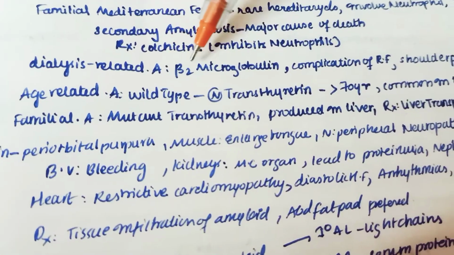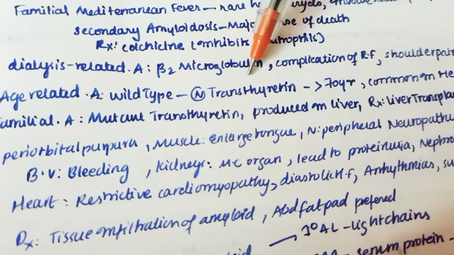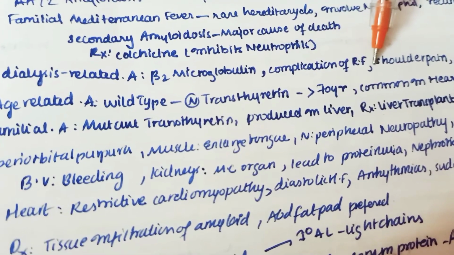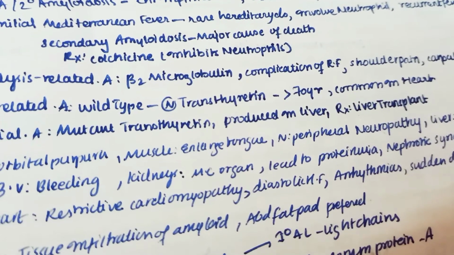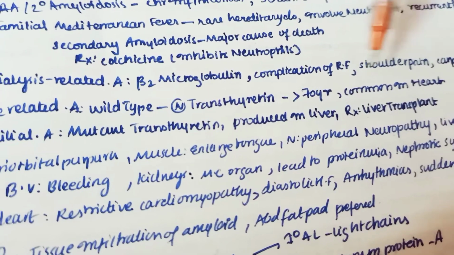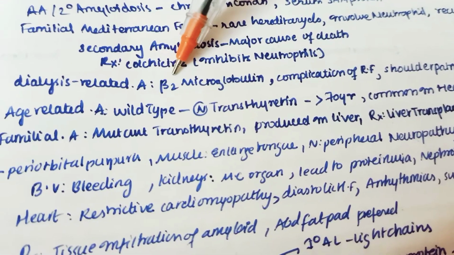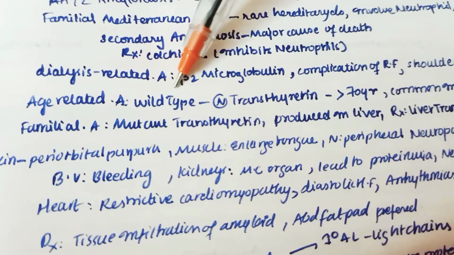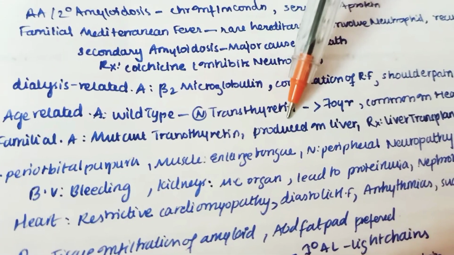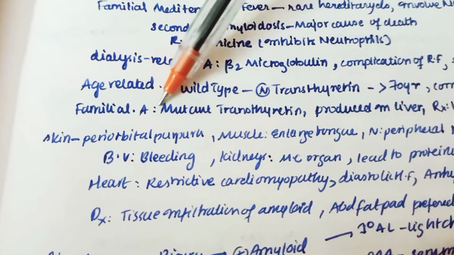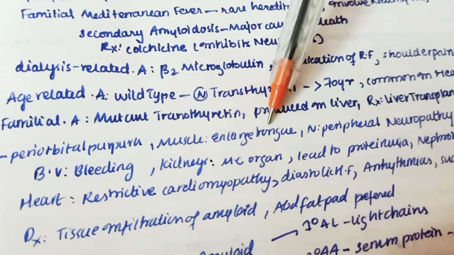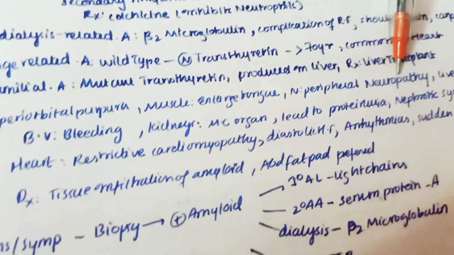Next, dialysis related amyloidosis is related to beta-2 microglobulin, a complication of renal failure, with shoulder pain and carpal tunnel syndrome. So very important, carpal tunnel syndrome is related to dialysis related amyloidosis. Age related amyloidosis is wild type, normal transthyretin, in those greater than 70 years, common in heart disease. Familial amyloidosis is mutant transthyretin produced in the liver, treatment is liver transplant.